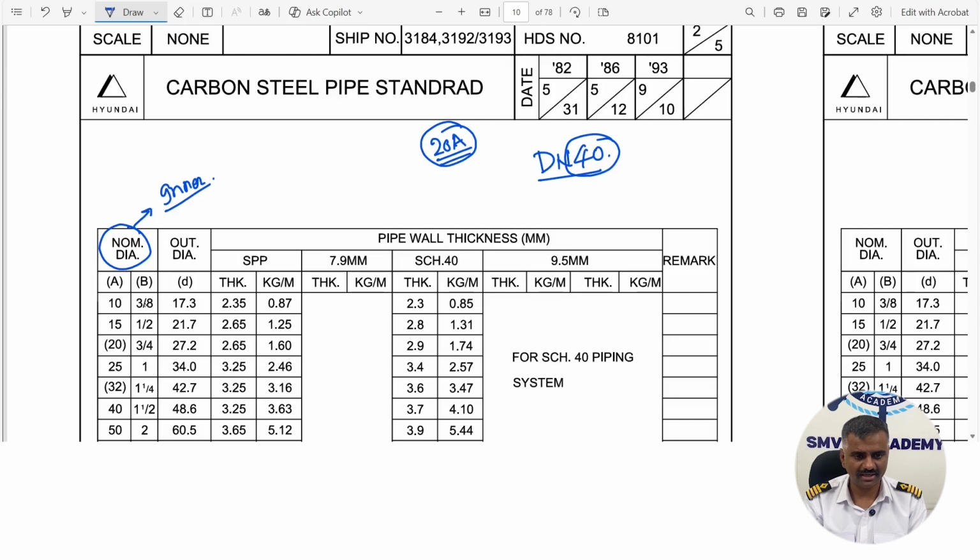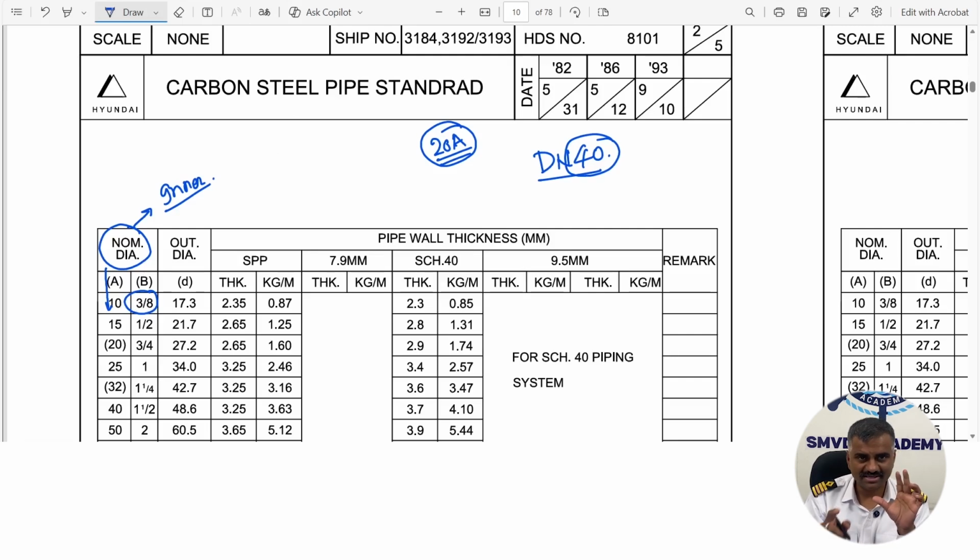In inches, if you take 3 by 8 inches, so the A column here is for the millimetres, and the B column similarly is for the inches. They are more or less the same. 3 by 8 inches will come more or less equal to 10, but not equal. So different makers use different types of nominal diameter. Maybe they will use inches or they will use millimetres.